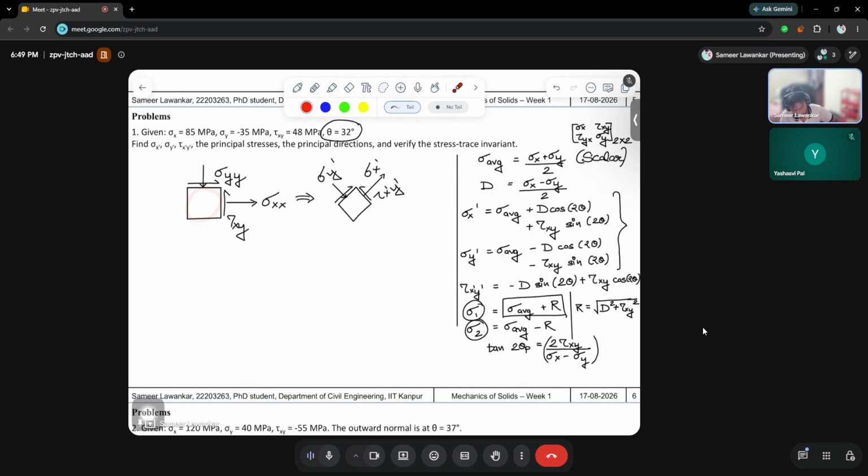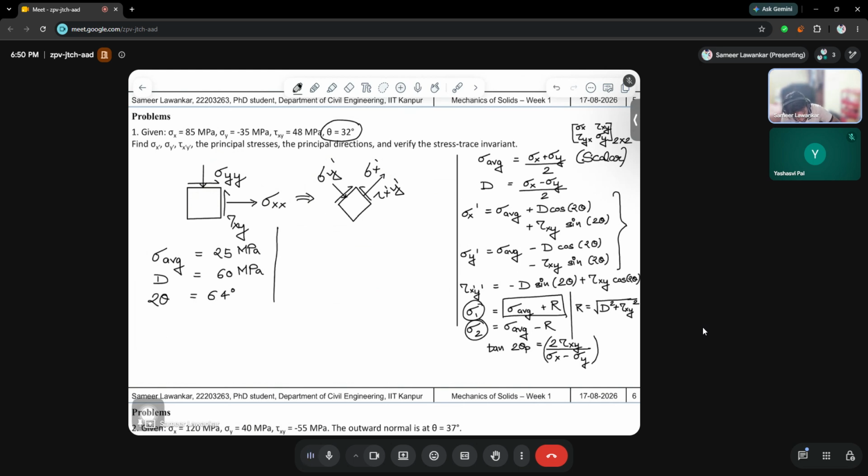Fine. So let me also write. How to do it? It is simple. Everything is written here, so there is nothing to worry about, but you need to remember all these formulas. Sigma average is basically (sigma x plus sigma y) by 2. When you calculate it, you will get the value as 25 MPa. The next is the value of capital D, which is equal to 60 MPa. Okay, and 2 theta is basically 64 degrees, correct?